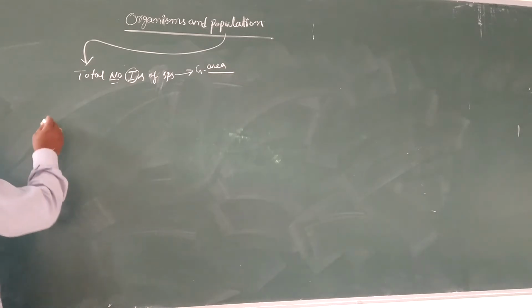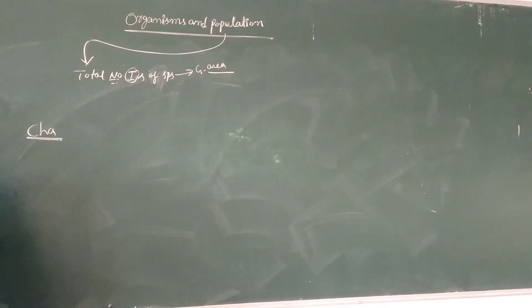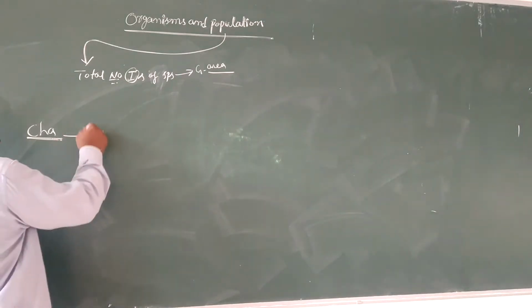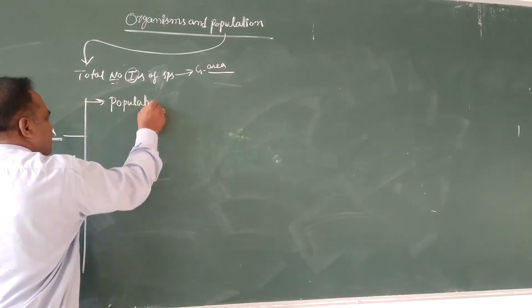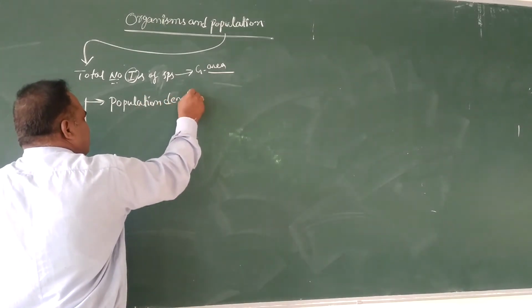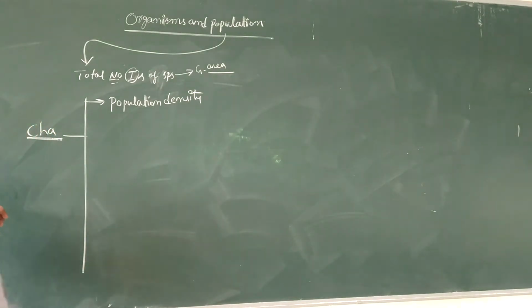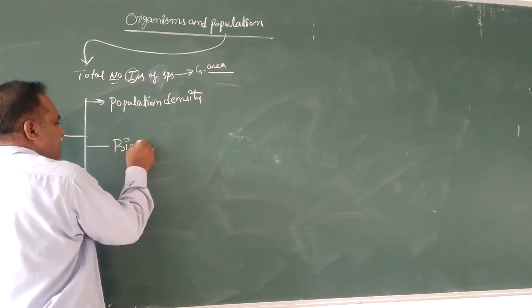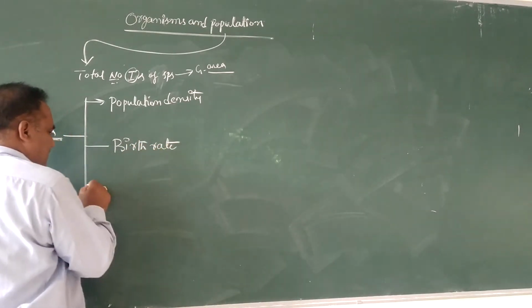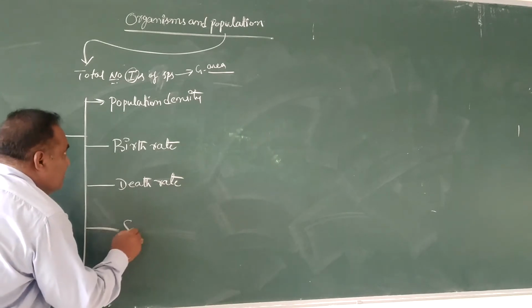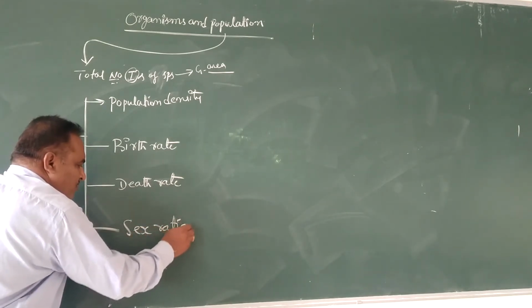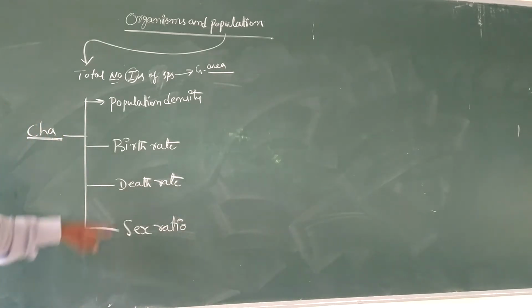The population shows special characters. The major characteristics of population are population density, birth rate, death rate, and sex ratio. These are the characters of population.